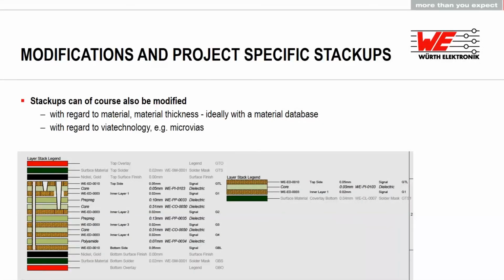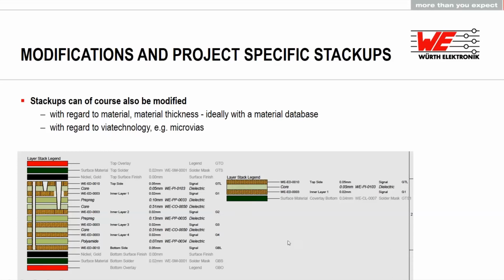There is also the possibility of modifications and of project-specific stackups, and so all the standards could also be modified, for example, changing material thickness or creating different wire technology. So, for example, adding micro wires where possible, of course. That's perfect if you do that based off our material database. So I will come to that point in a minute.